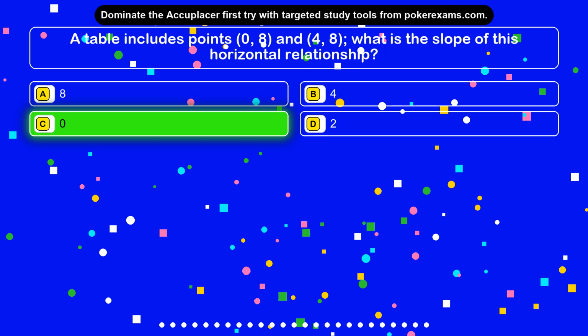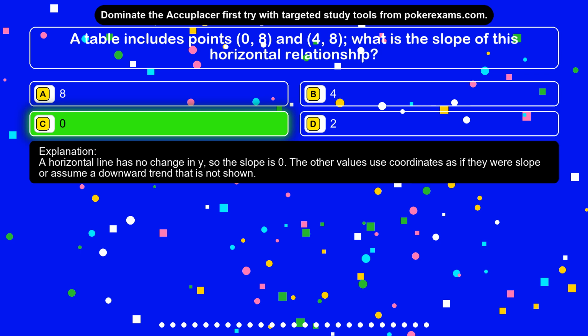The correct answer is option C, 0. A horizontal line has no change in y, so the slope is 0. The other values use coordinates as if they were slope or assume a downward trend that is not shown.